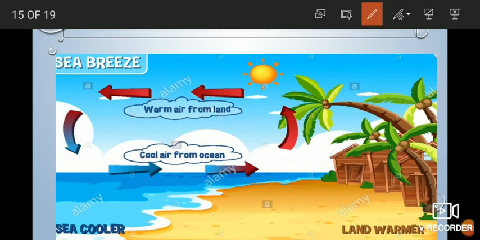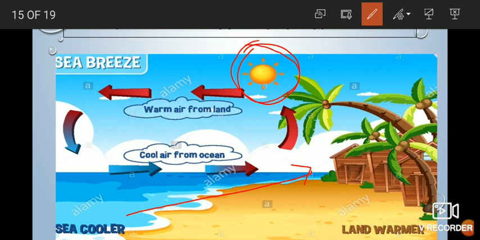Okay, so what is sea breeze? Sea breeze is a breeze which flows from the sea towards the land. Okay, when does this happen? It happens during the daytime. So, what happens during the daytime?